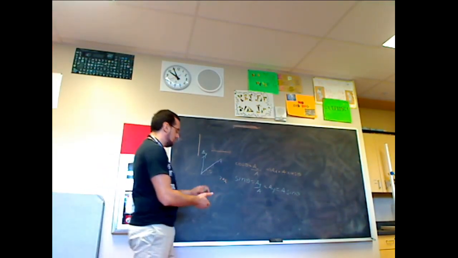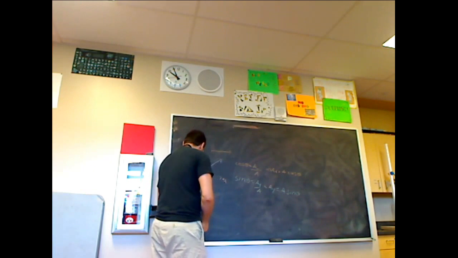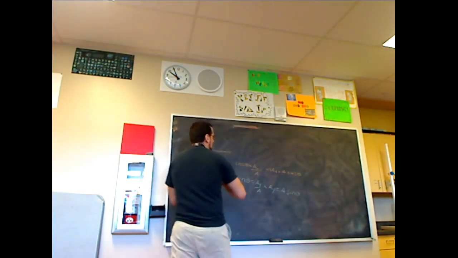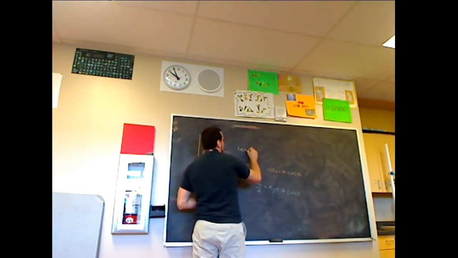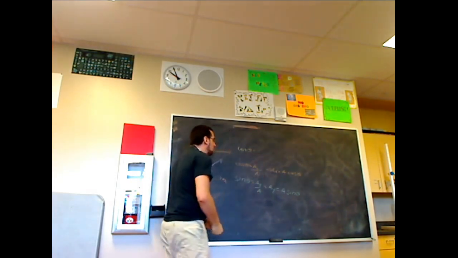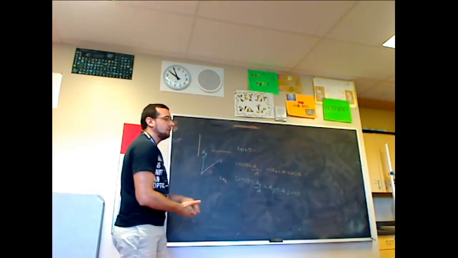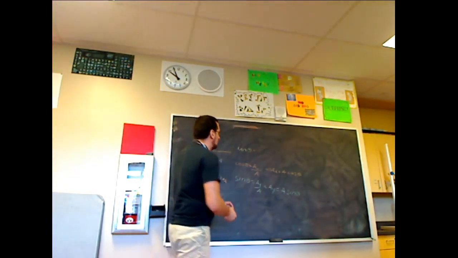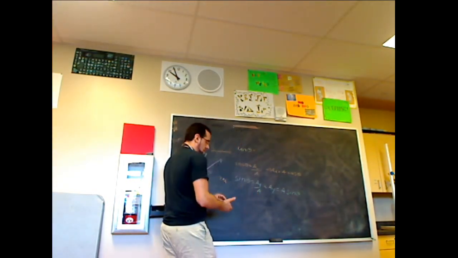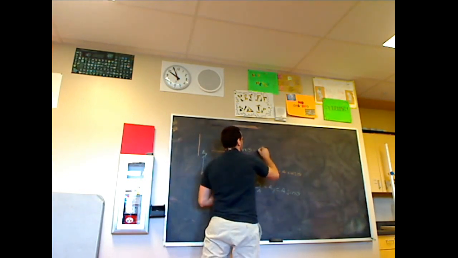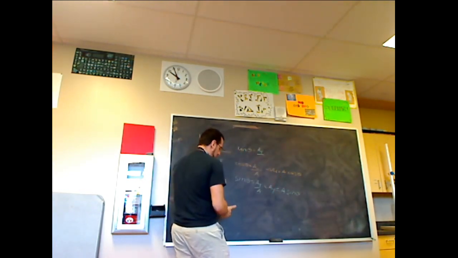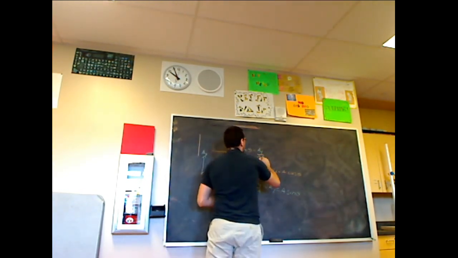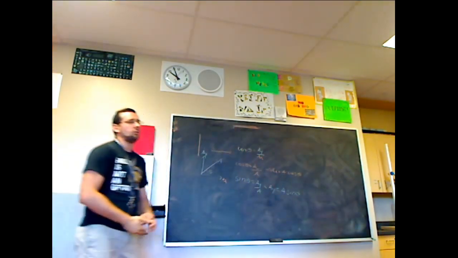By the way, you can also set up a relationship using tangent, right? That's how you set up a relationship between the components. So if you ever have a problem where you need to set up a relationship between the components, you can do that. It will be opposite, which will be AY, over adjacent, which will be AX. Now you can do that as well.